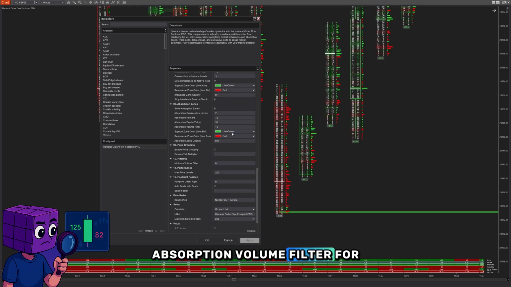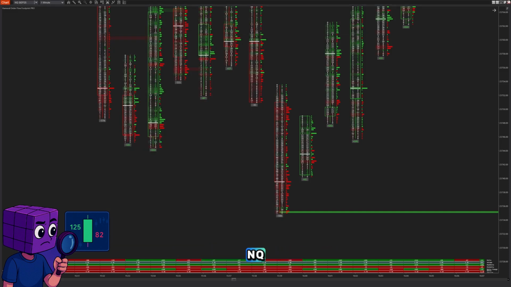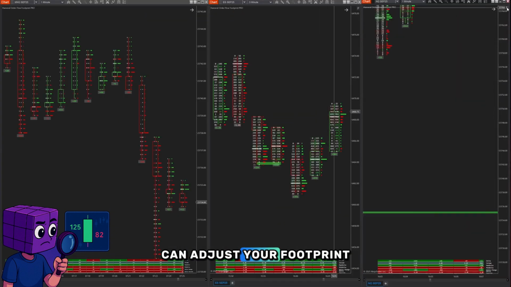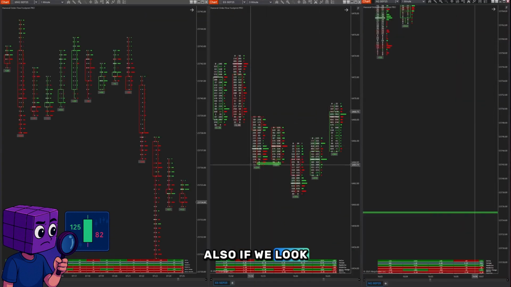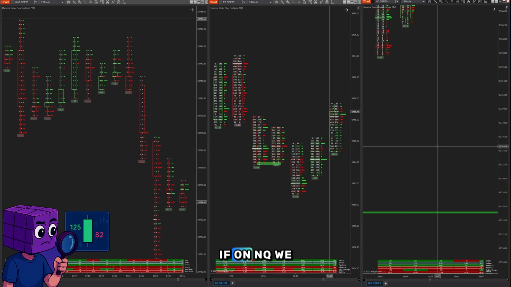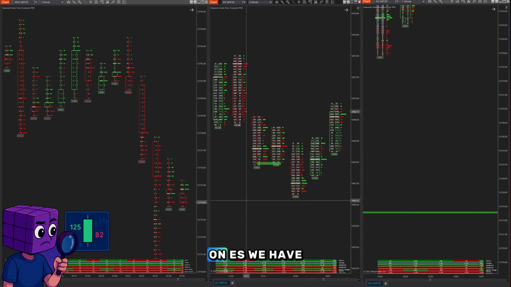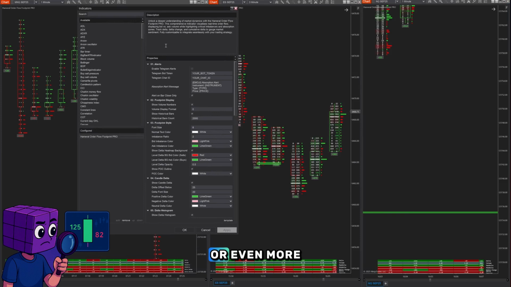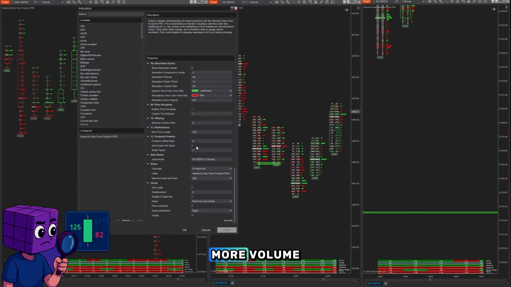Absorption volume filter, for example, at 10. Why? Because the minimum here is 11. So you can see the difference between MNQ and NQ. On MNQ, we had a minimum of 20 contracts, because of course MNQ has more volume than NQ. This is how you can adjust your footprint. Also, if we look at ES, we observe that here we have 2 rows of imbalance. We also have to increase the number of contracts. If on NQ we had a minimum of 10, on ES we have to put minimum 30 or even more, because ES has much more volume.